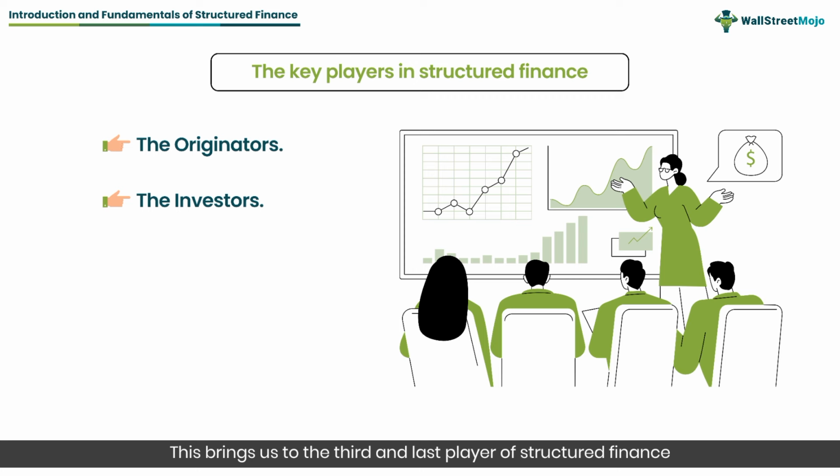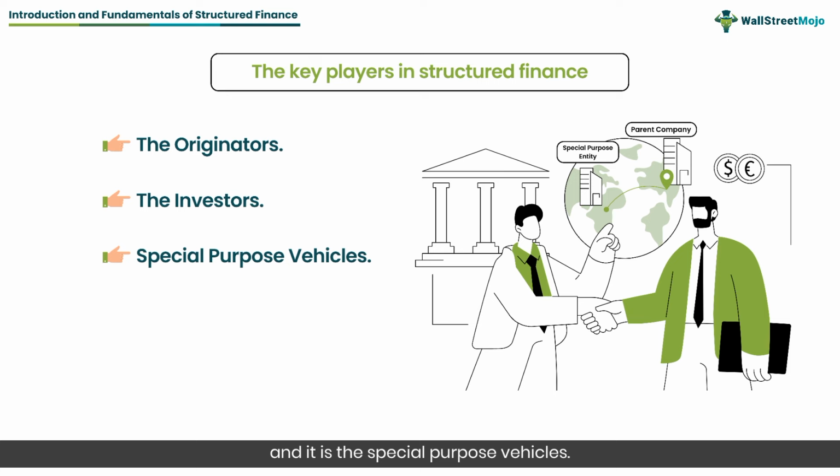This brings us to the third and last player of structured finance, and it is the special purpose vehicles. These are also known as special purpose entities, created by a parent company to mitigate and isolate its financial risk, since the entity is given the legal status of a separate company, even if the parent company defaults and goes bankrupt. All right, then. This is where we end our first module.